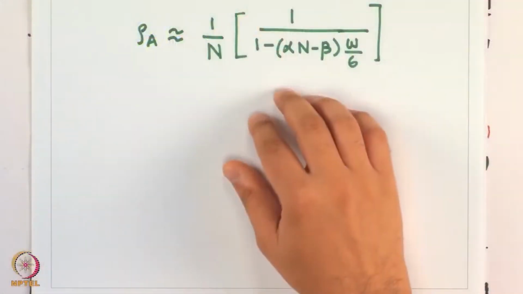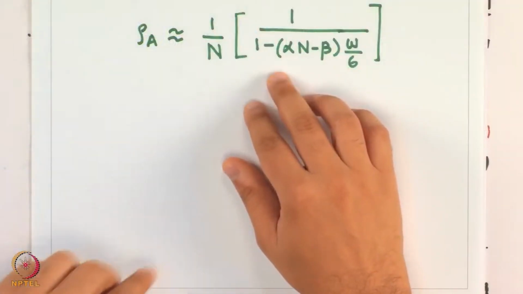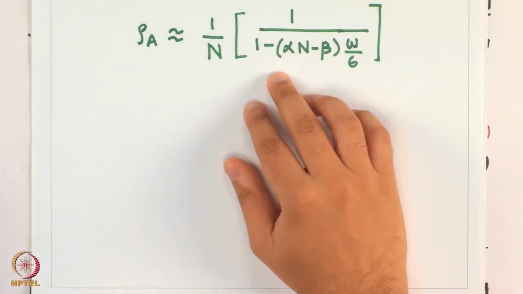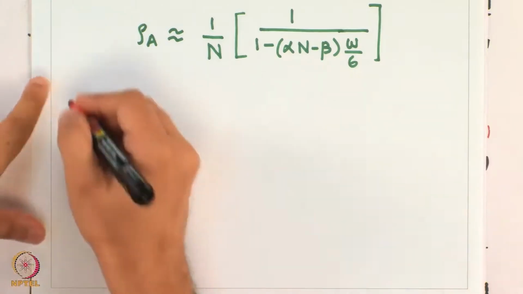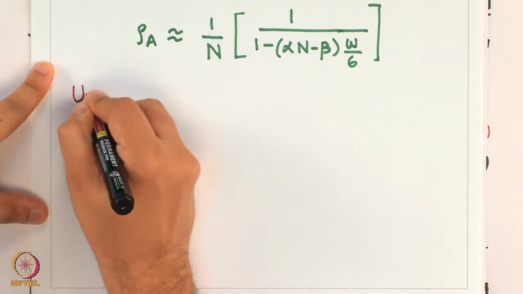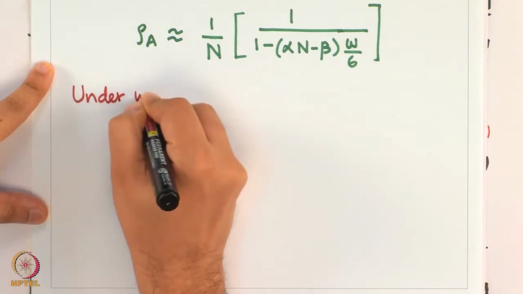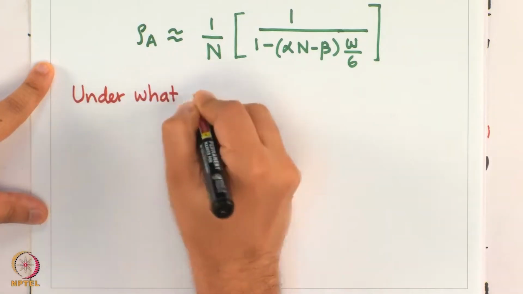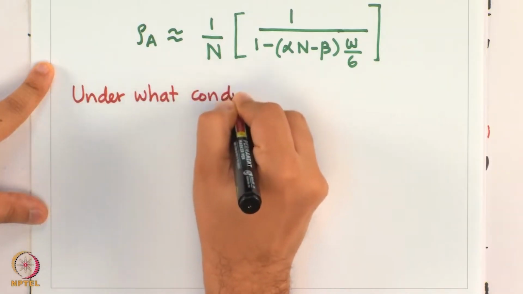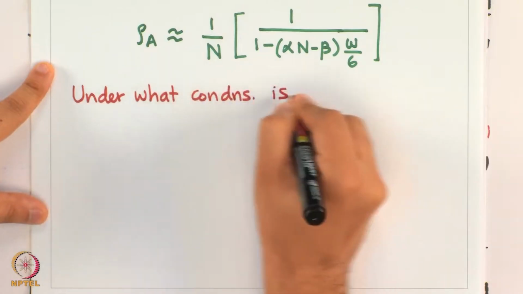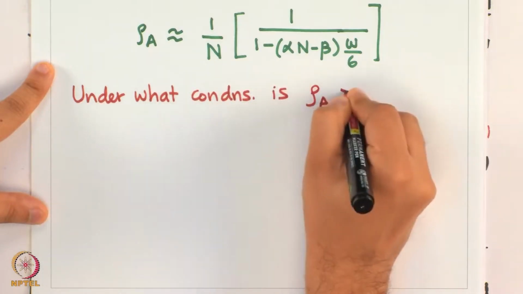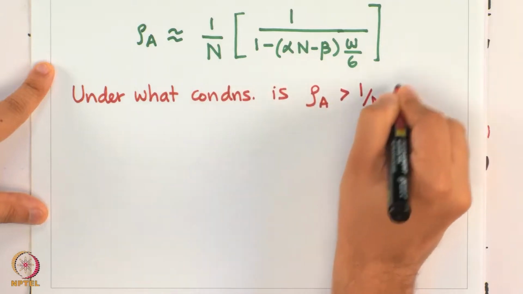But what happens here? Let's look at this expression. The question that we are interested in here is: under what conditions is rho A greater than 1 by n?